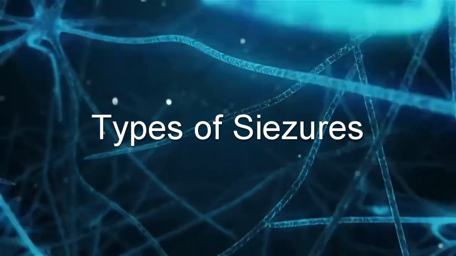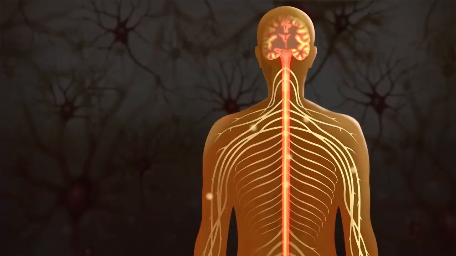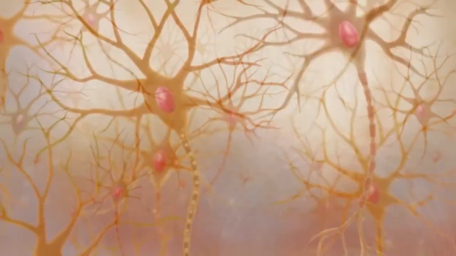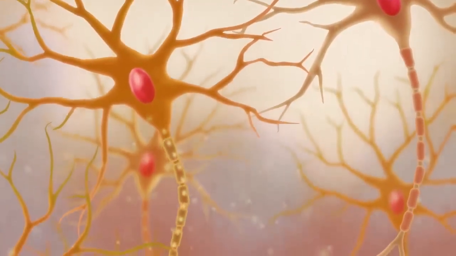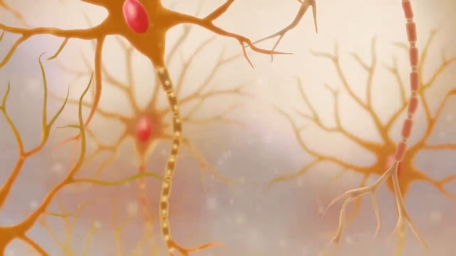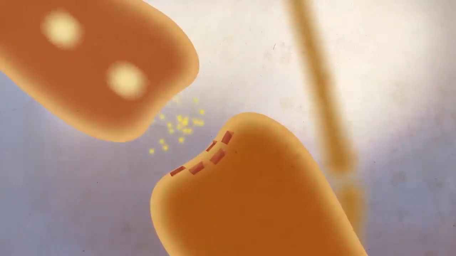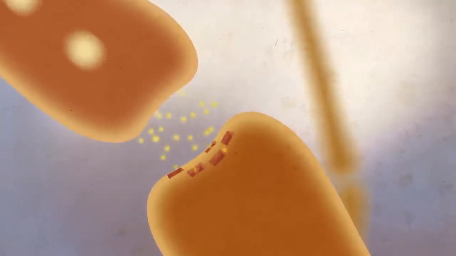Seizures are episodes of abnormal electrical activity in the brain that lead to a wide range of symptoms and behaviours. Neurons in the brain communicate through electrical signals. Normally, there is a balance between excitatory and inhibitory signals that maintain stable neuronal activity. In seizures, this balance is disrupted, leading to increased neuronal excitability.